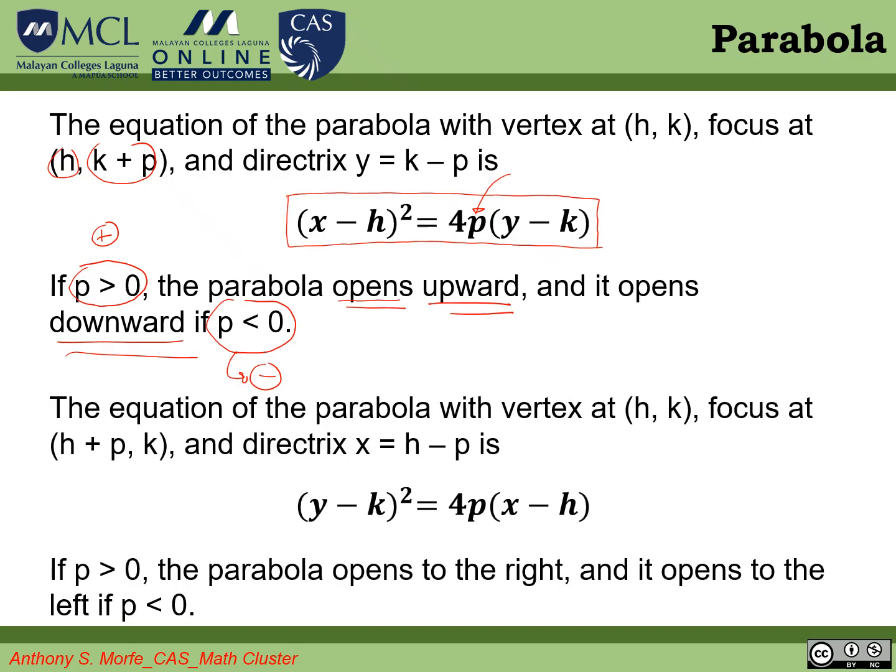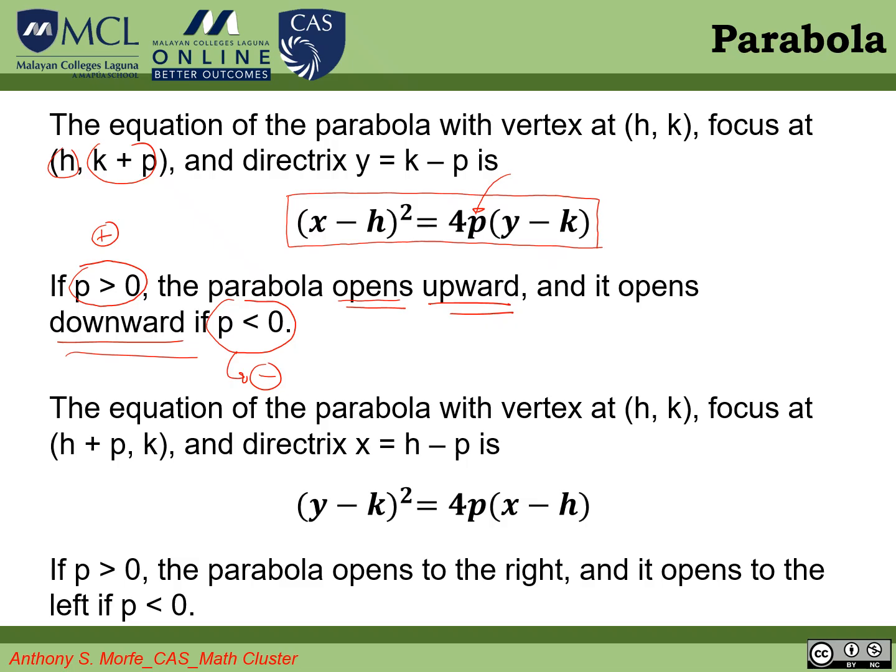Then the equation of the parabola with vertex at (h, k), focus at (h plus p, k), and directrix x equal to h minus p is this one. We will not derive that anymore, class. We just look at the logic of how this is derived. We can derive this also, but to save time, we'll just get the logic, class, of how this formula is derived, and we can just take this form.